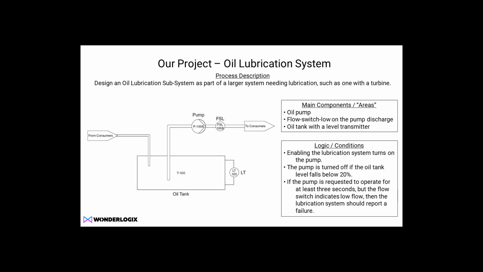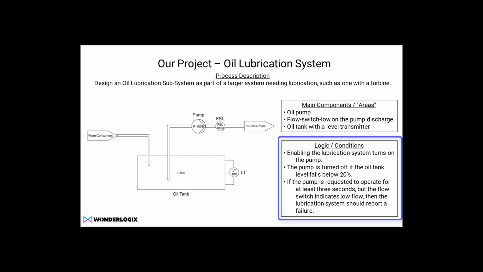We have some bearings that we need to have lubricated. For our list of components, that includes an oil pump. It has a flow switch low on the pump discharge that'll be triggered or active if the flow is not detected. And we have a level transmitter and an oil tank.